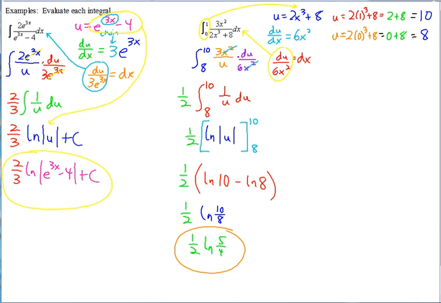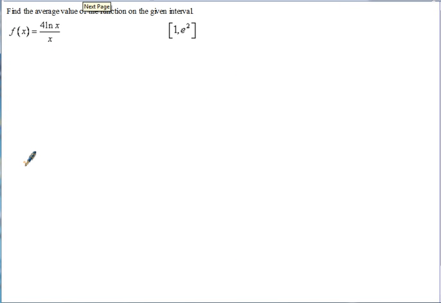All right. Now let's review some other concepts we did earlier this year. They just happen to involve our new formula here. So it says find the average value of the function on the given interval. So here's our a and b.